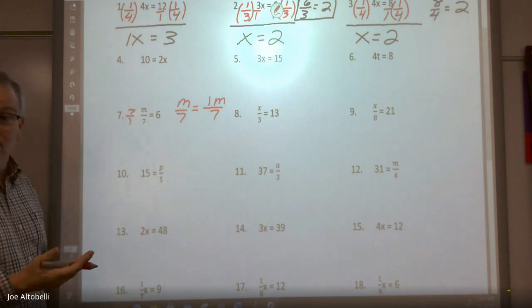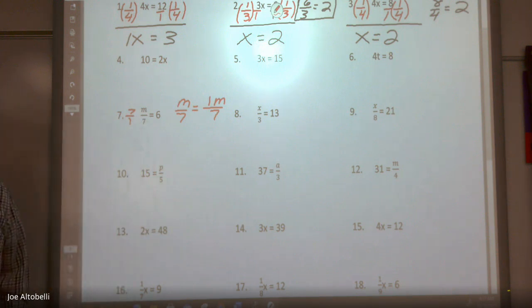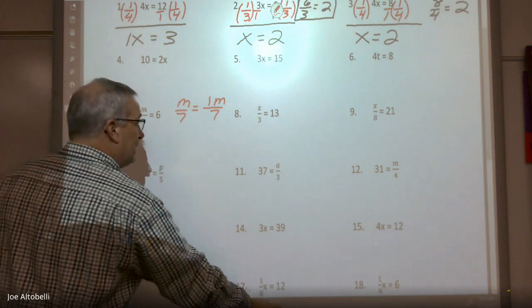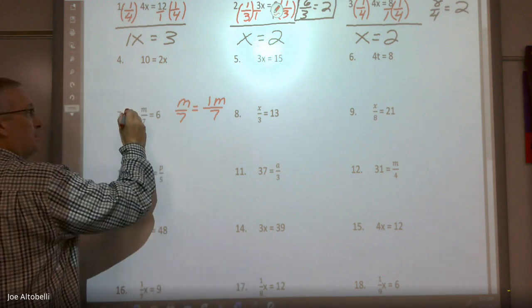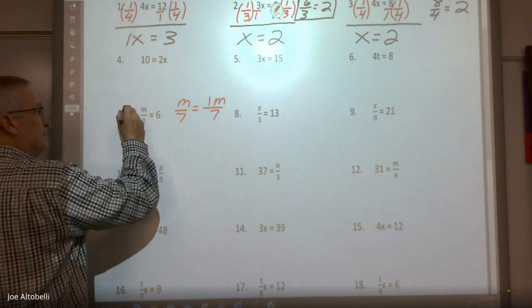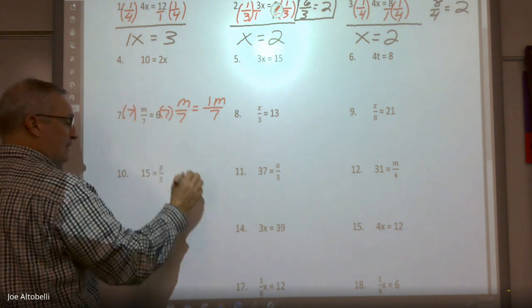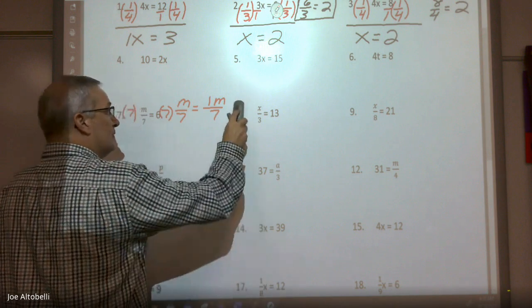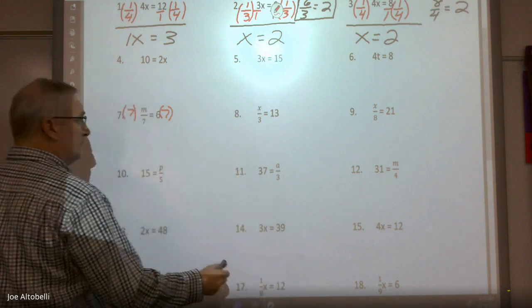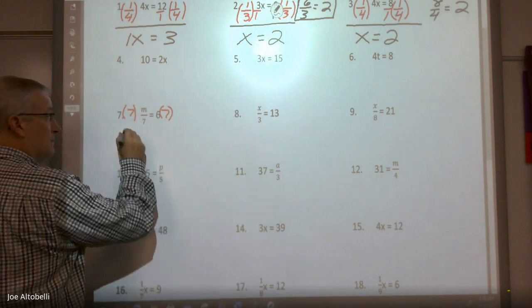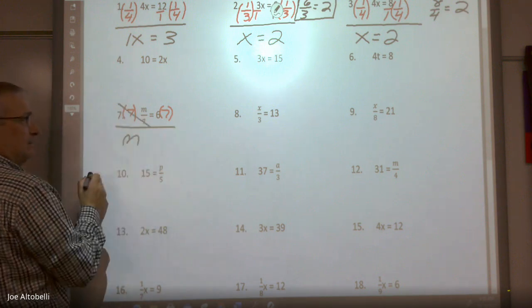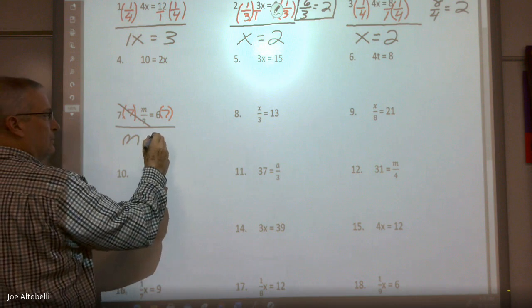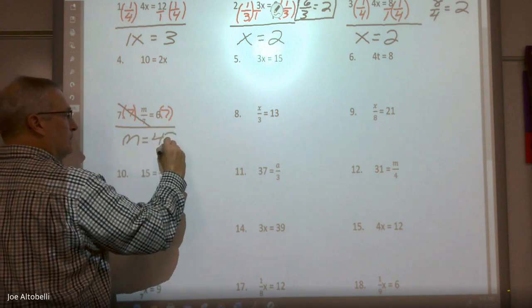Do I have to write the 1? Can I just say I'm multiplying by 7? Hopefully you guys will get that, because it's going to be a lot easier for you. Just multiply by 7. And we get m, because this cancels, m is equal to 42.